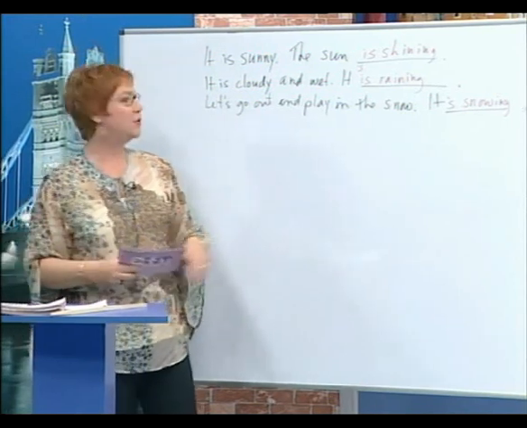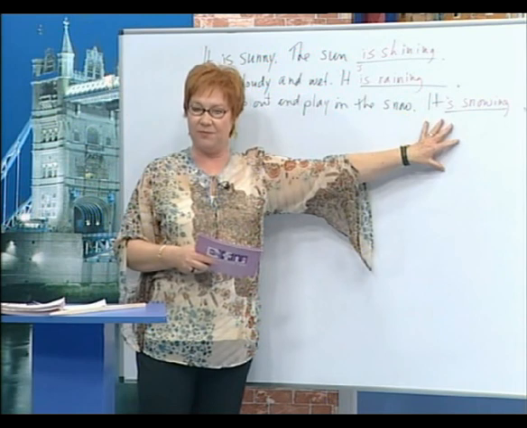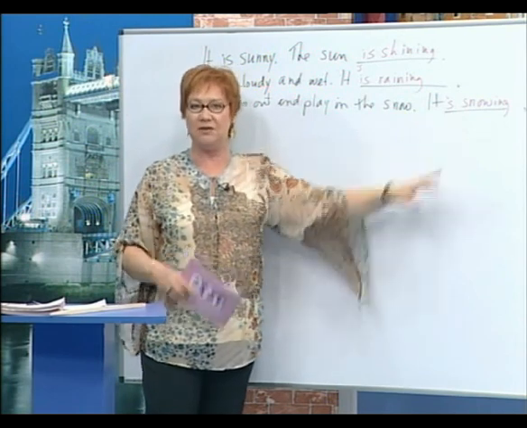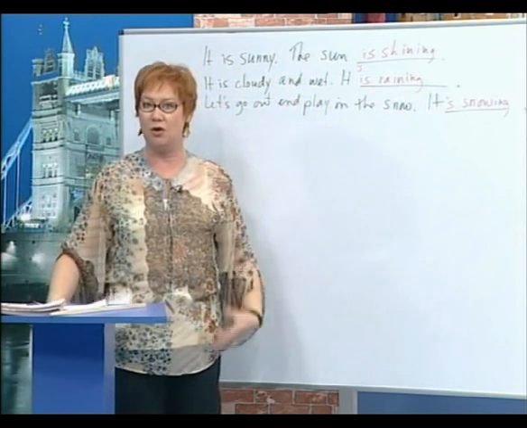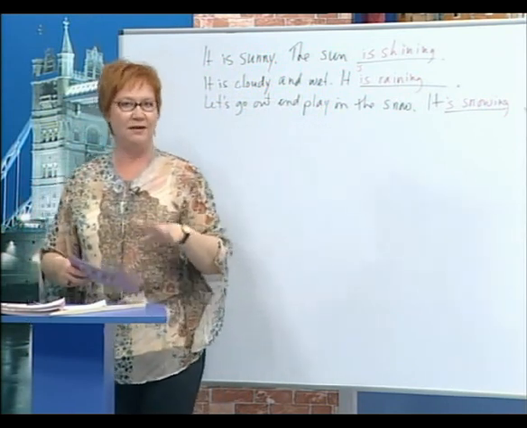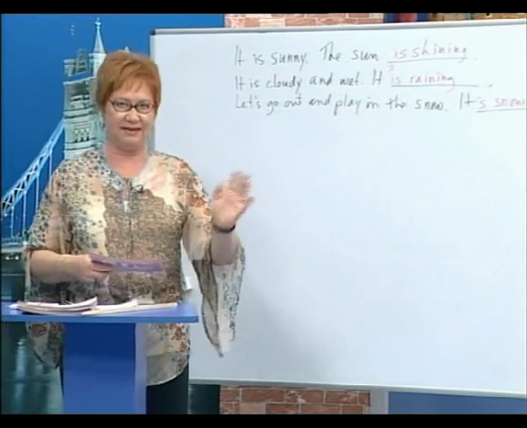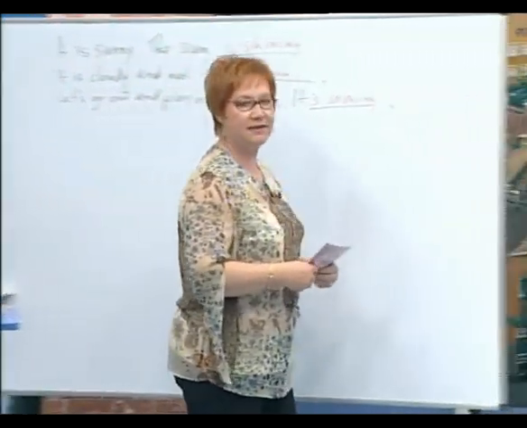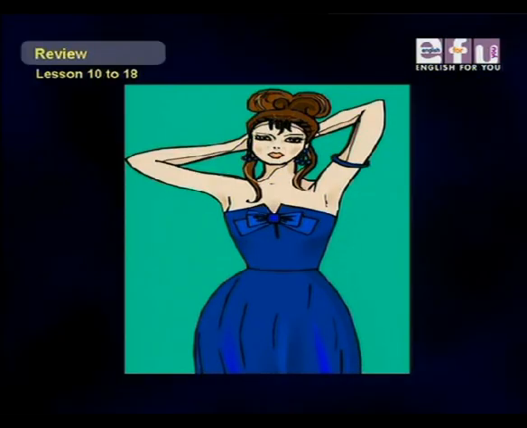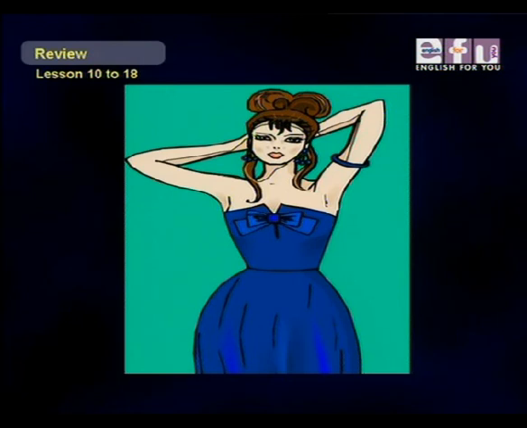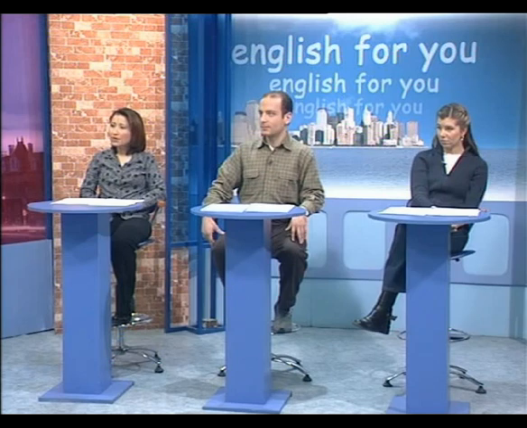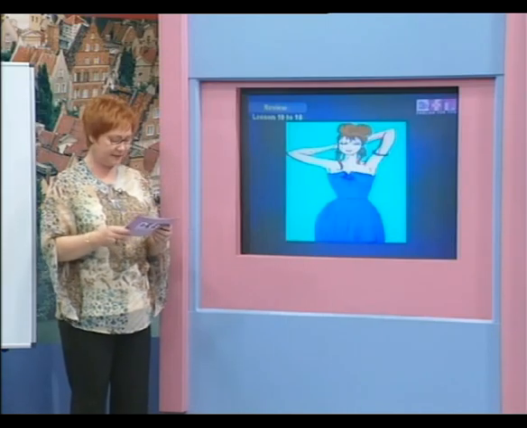Now, we used present continuous to talk about the weather. We can also use present continuous to talk about what we're wearing now, like clothes and makeup. Now, let's do a little bit of review with the help of our assistants. And we're going to look at some of these pictures, and they will tell us something about it. So, with this picture, Isabel, tell us something about the picture. Okay. She is wearing a blue dress. Okay. Ali? She's wearing earrings. Yes. And Susan? She's wearing red lipstick. Yes. She's wearing red lipstick.